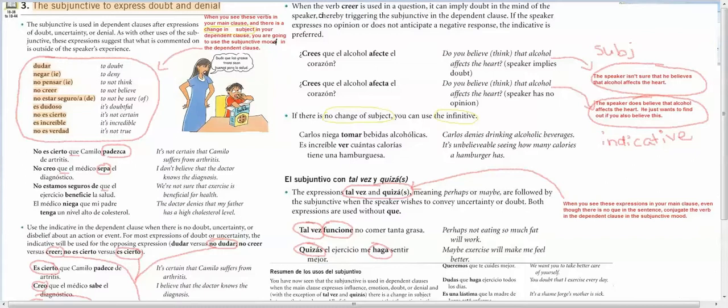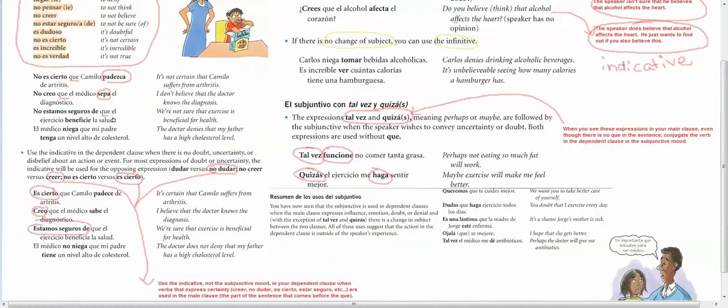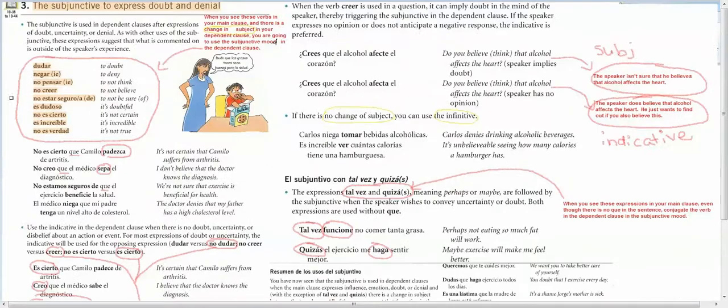Okay, so when you see these verbs in your main clause and there is a change in subject in your dependent clause, you're going to use the subjunctive mood in the dependent clause. So for example, you've got no es cierto que Camilo padezca de artritis. So you see no es cierto, which is one of these expressions of doubt or denial. There's a change in subject because it's not certain that Camilo padezca.